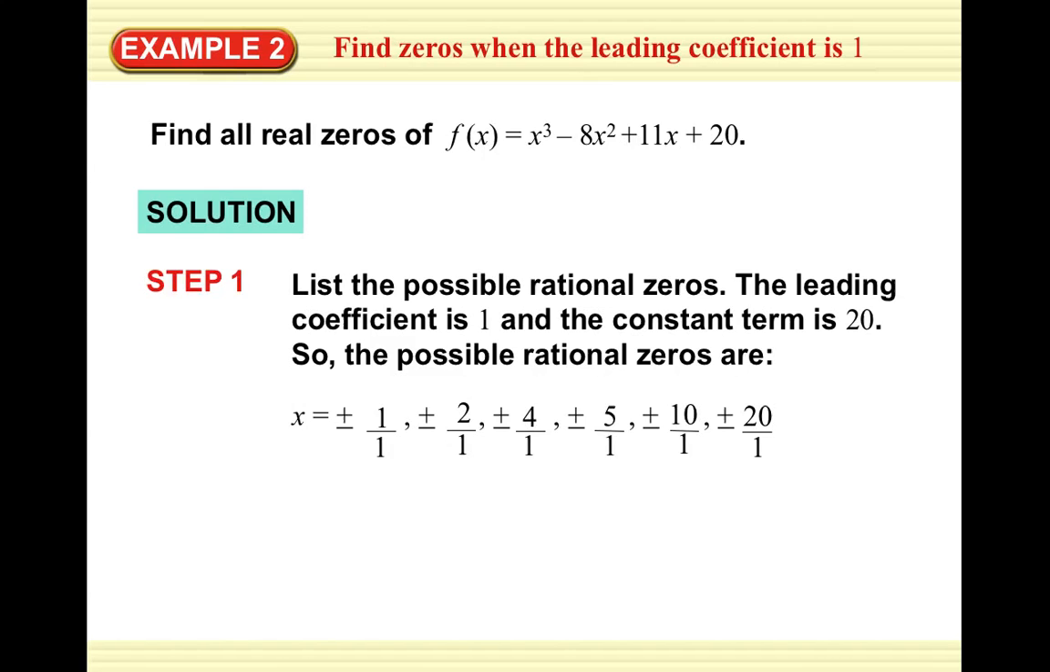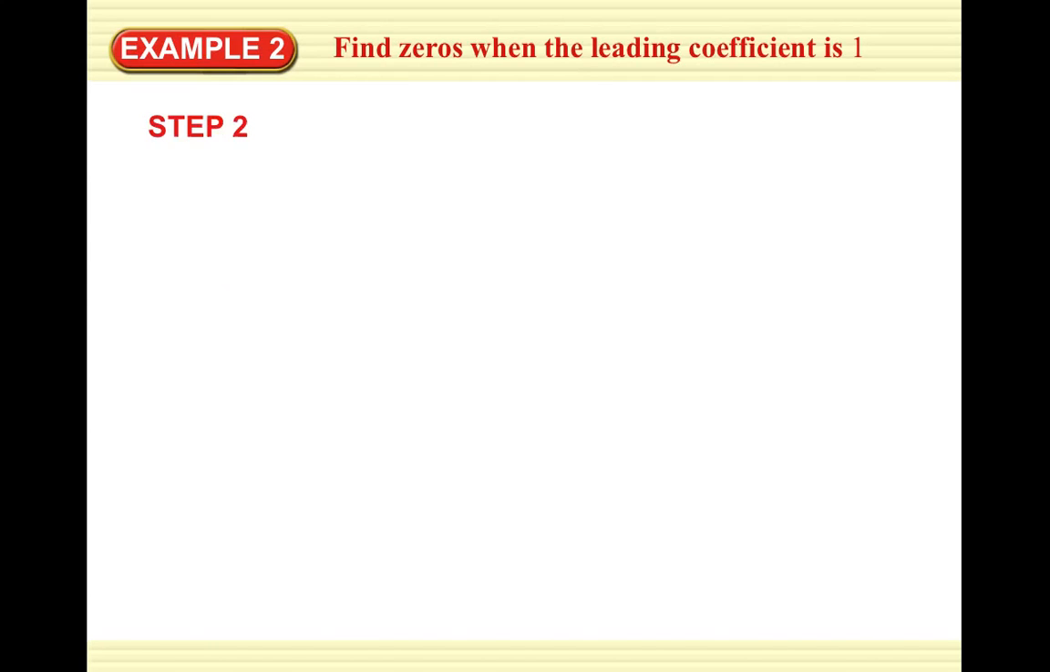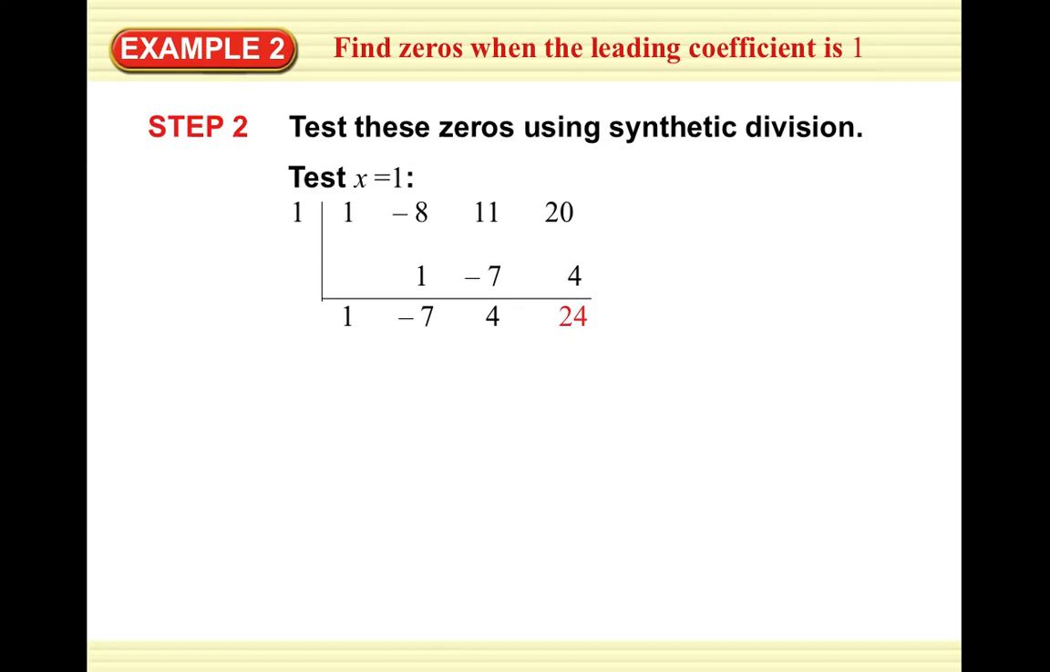So we have now listed our possible rational zeros: positive and negative 1, 2, 4, 5, 10, and 20. Step 2 is that we are going to test these zeros using synthetic substitution or synthetic division. To me, it's the same because it's the same process.